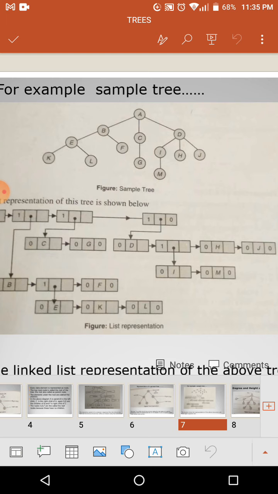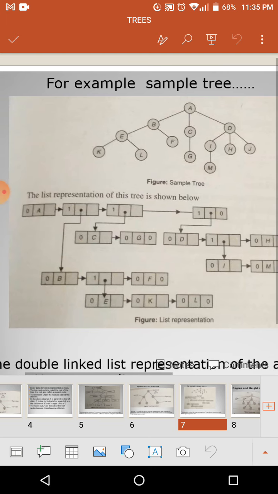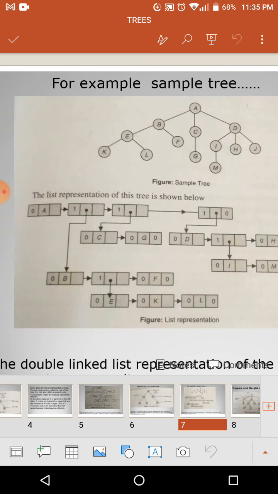Look at that. First, A will be represented. A is the root node, and A has three children: B, C, D. Again B is a subtree, so look at this, B is linked here. B is a subchild, and B has one more child. B has one more left child, left subtree, and F. So they have represented B with a left representation and a right representation F.